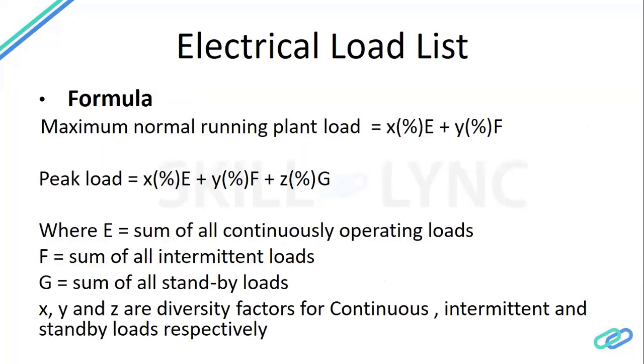So now we have calculated all the loads. We will calculate two attributes: maximum normal running plant load and peak load. Maximum normal running plant load is the sum of all the continuous loads and intermittent loads, and peak load is the sum of continuous loads plus intermittent loads and the standby loads. It depends on what diversity factor you have considered. Generally 100% for the continuous loads, 50% for the intermittent loads, and 0% for the standby loads. Sometimes we consider 30% for intermittent loads and 10% for standby loads. It depends on the loads you have to supply in the plant.